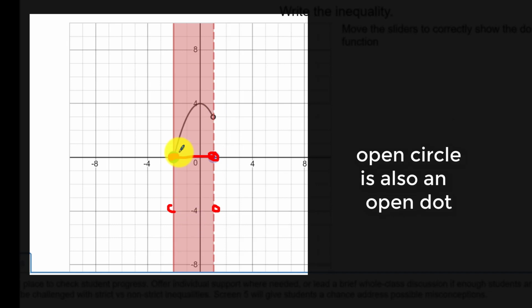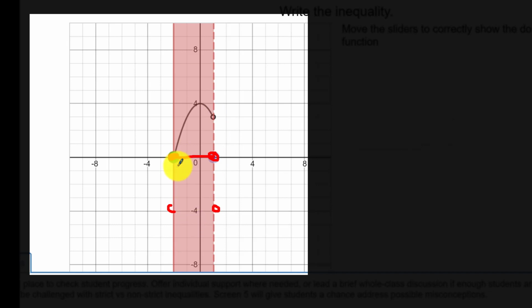Now let's identify the x value on our left endpoint. This is actually -2. This is 1. To write our domain, we will have x greater than or equal to -2. We have the line under because this one is a closed circle, less than 1 without the line under because this one is an open circle.